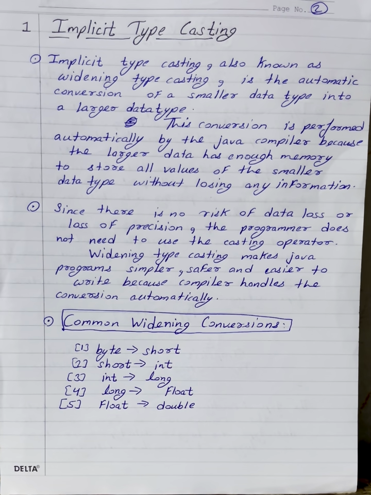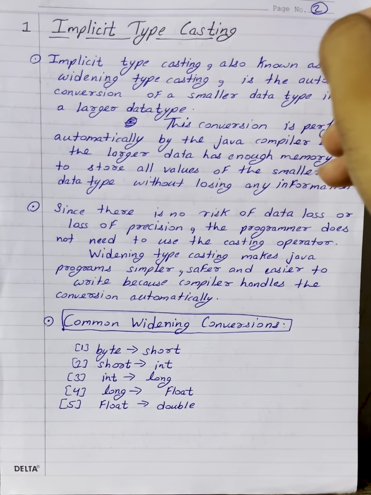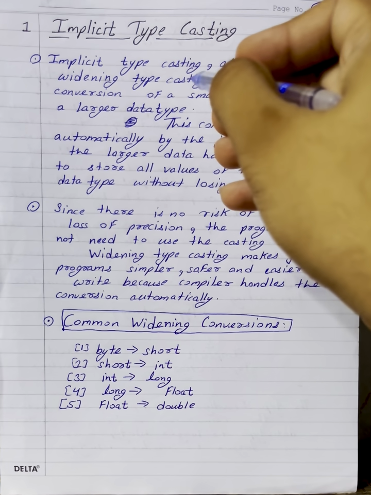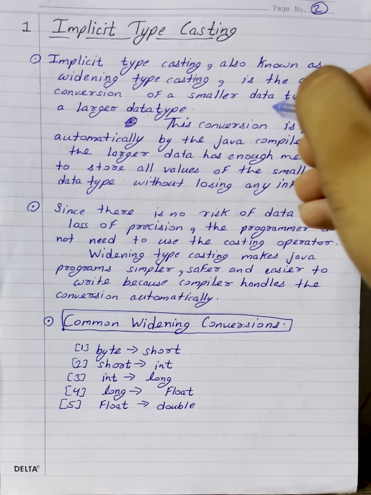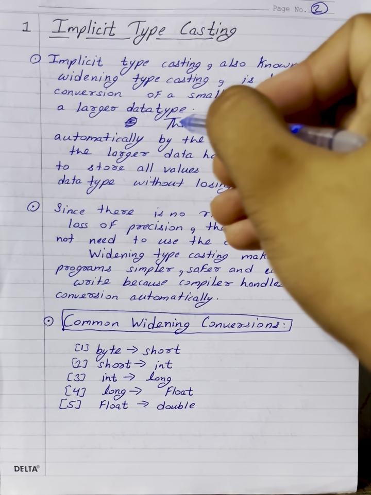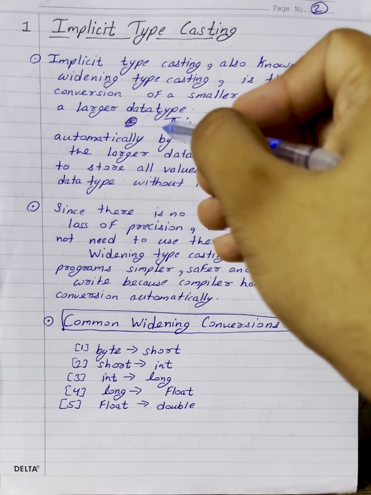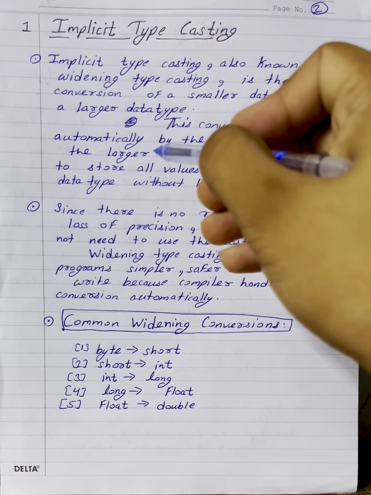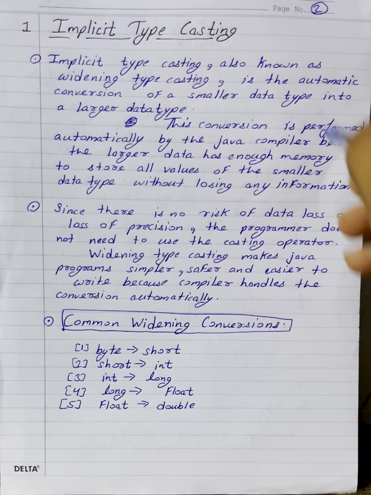implicit typecasting. This implicit typecasting is also known as widening typecasting, and it is the automatic conversion of a smaller data type into a larger data type. And you should know this conversion is performed automatically by the Java compiler because the larger data type has enough memory to store all values of the smaller data type without losing any information. This can be a great difference between implicit and explicit typecasting, so remember that.